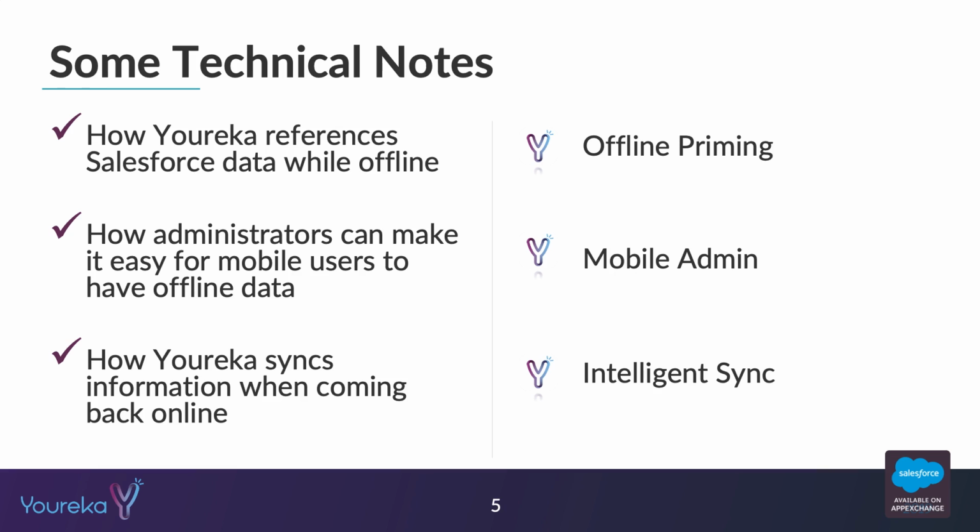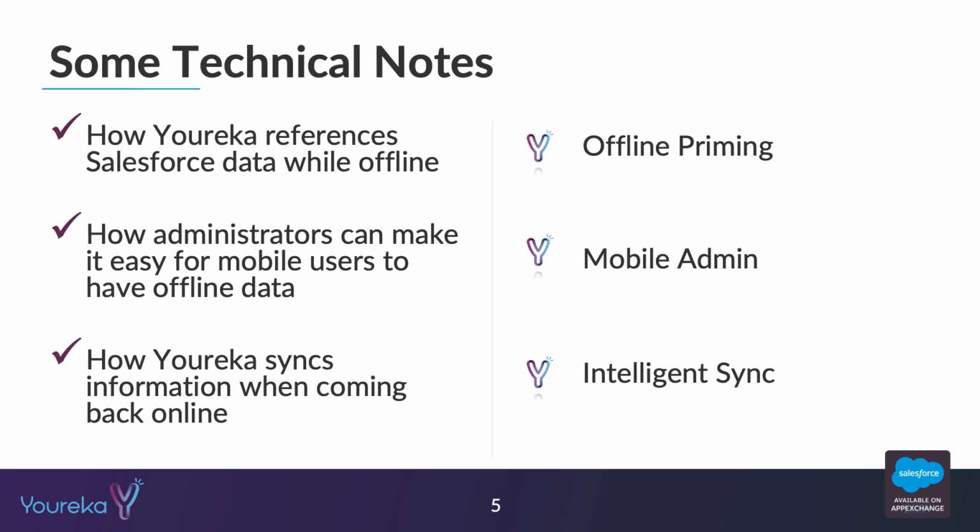The second question that we get a lot is, how do administrators make it easy for mobile users to have offline data? So how can I make sure that they have all the data that they need? And the answer to that is that we have a mobile administration menu inside of the Youreka app in Salesforce, and I'll show you that here briefly. And then the final thing is, how does Youreka sync information when it comes back online? And the answer is that we're intelligently syncing back and forth. So when Youreka understands that connectivity has been reestablished, the mobile application will sync information back and forth seamlessly.